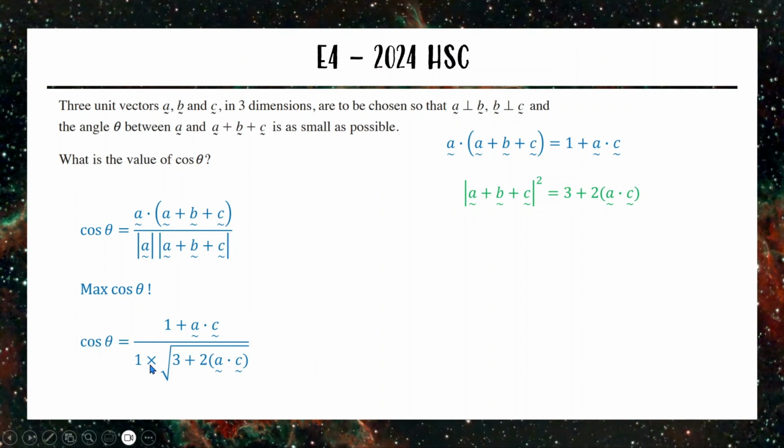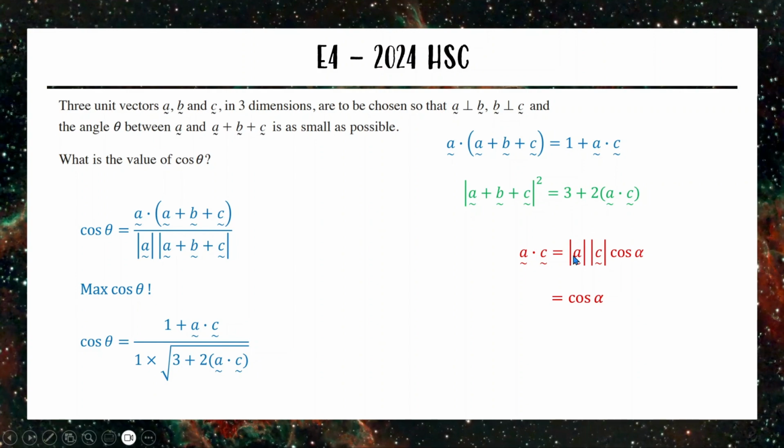Okay, now to figure this out, we don't have any information about A dot C, unless we start to think about the angle between vectors A and C. So let's do that. The dot product A dot C, just rearranging our vector formula, is equal to the magnitude of A times the magnitude of C times cos of the angle between them. A and C are both unit vectors, so these are just 1s. So we end up with A dot C equal to cos alpha.